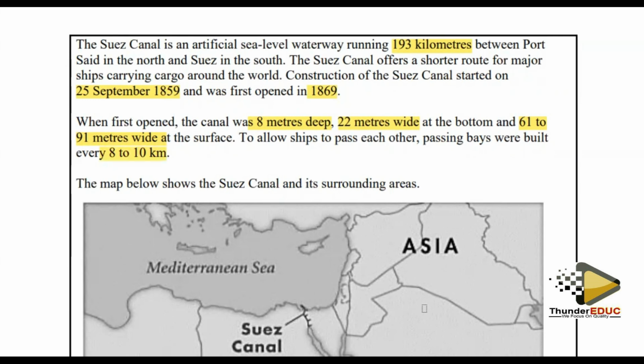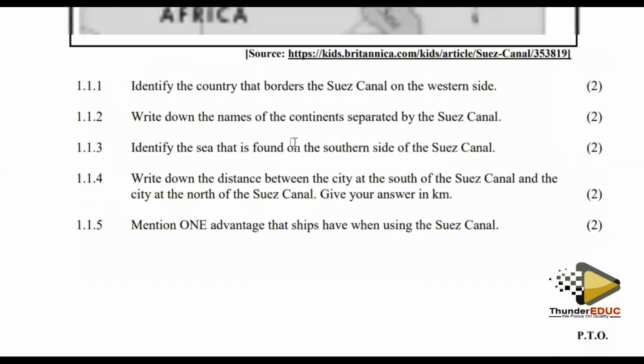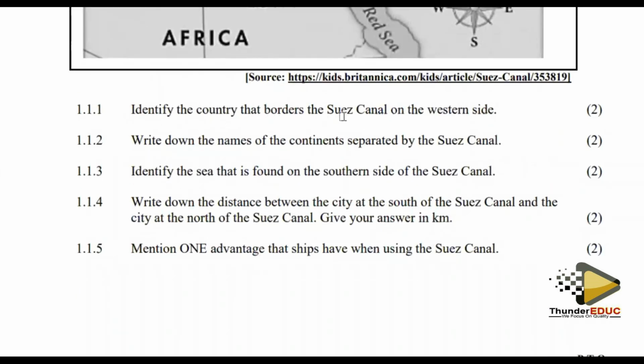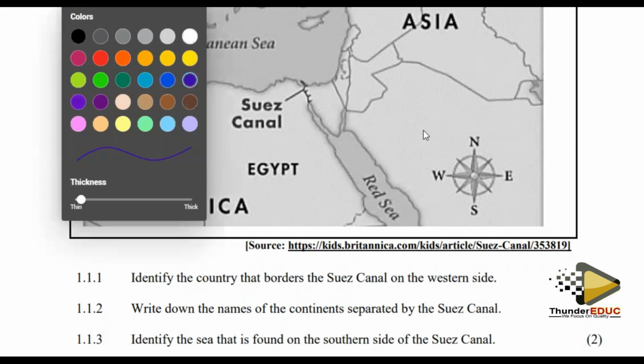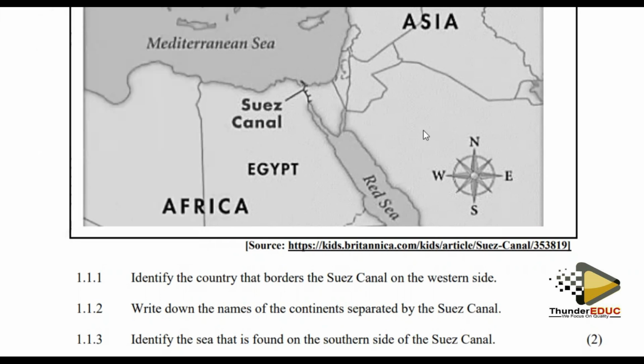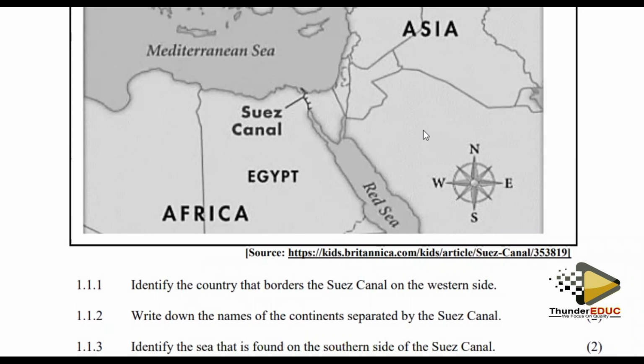We are highlighting numbers because we might need to deal with them. Here's a diagram, here's a map. Identify the country that borders the Suez Canal on the western side. So first and foremost, look for the Suez Canal. The Suez Canal is here. So this is the north, and we need the west. So they are saying identify the country that borders the Suez Canal on the western side.